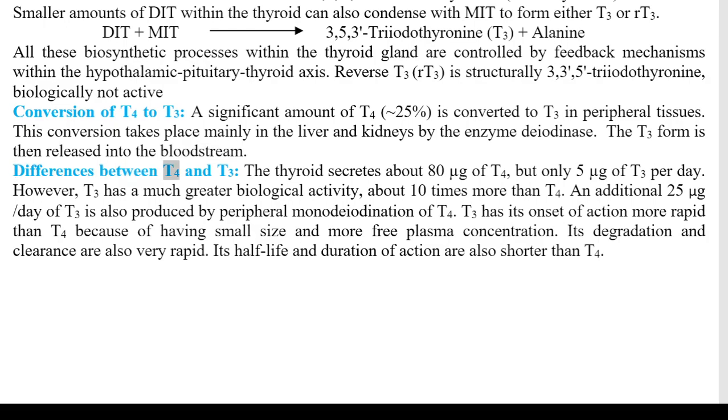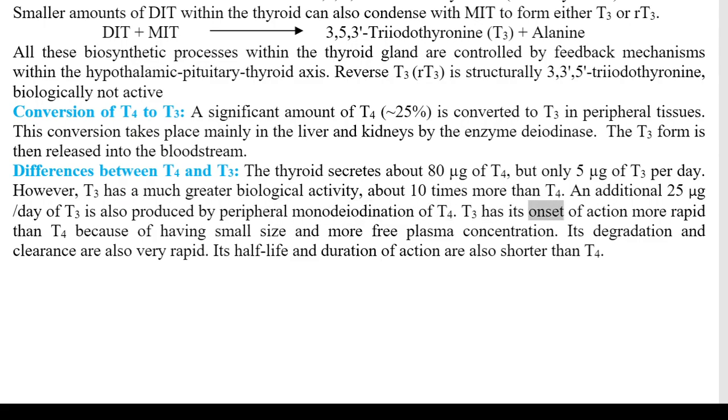Differences between T4 and T3. The thyroid secretes about 80 µg of T4, but only 5 µg of T3 per day. However, T3 has a much greater biological activity, about 10 times more than T4. An additional 25 µg/day of T3 is also produced by peripheral monodeiodination of T4.